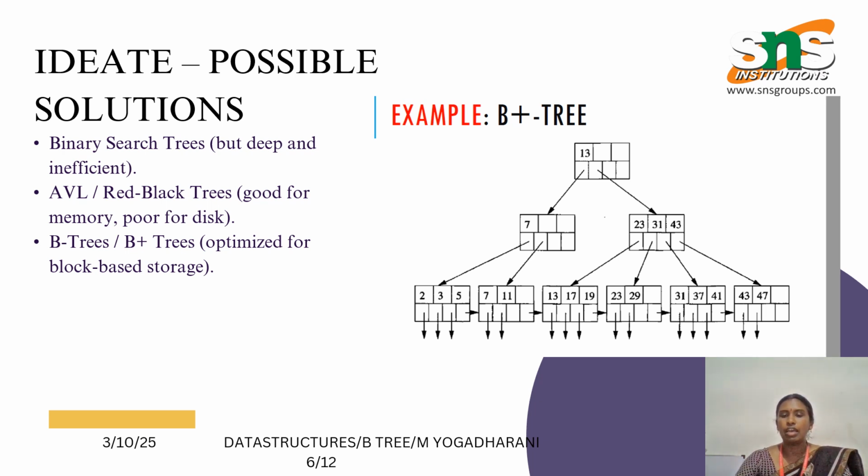13 is the parent node, and it's always based on the binary search tree. So 7 is on the left side of the parent node, and 23, 31, 43 are the right subtree of the parent node. From 7, 2, 3, 5 are the left subtree, and 7 and 11 are the middle of the right subtree of parent node 7.